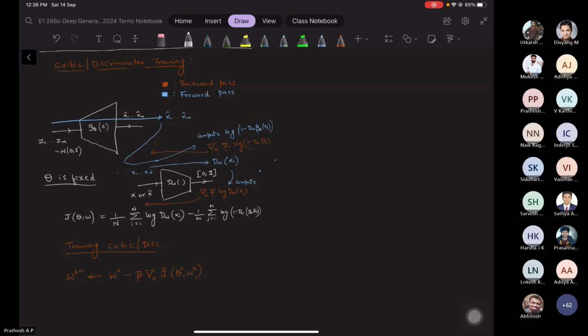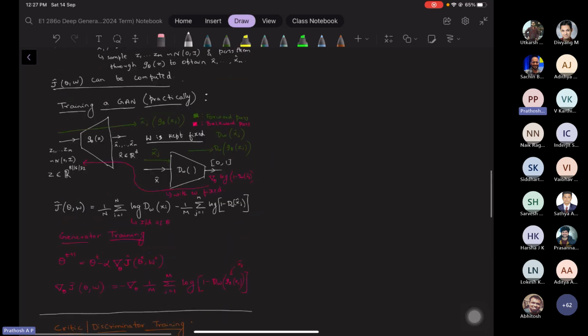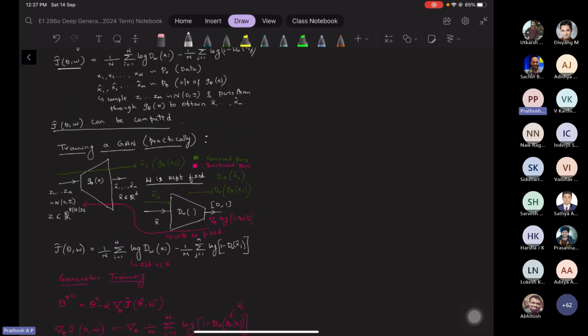Sir, can you explain this discriminator training or the generator training in an intuitive way, not in the mathematical form? What exactly is happening? What exactly is happening is that the discriminator is creating a lower bound and the generator is trying to minimize it.